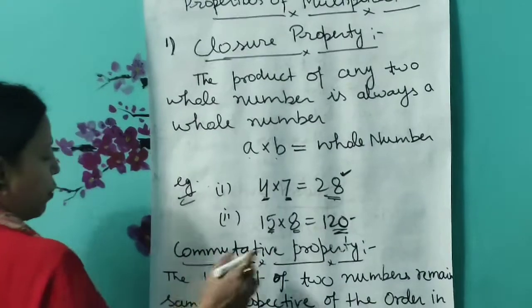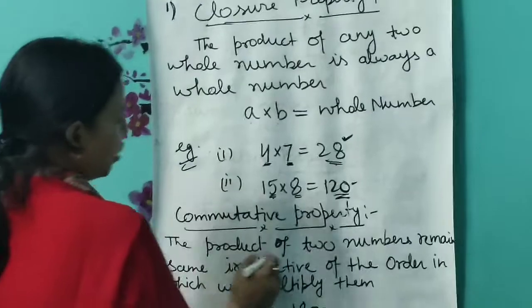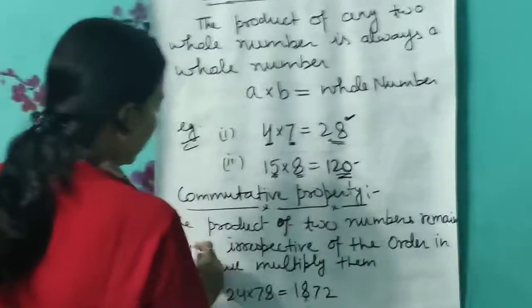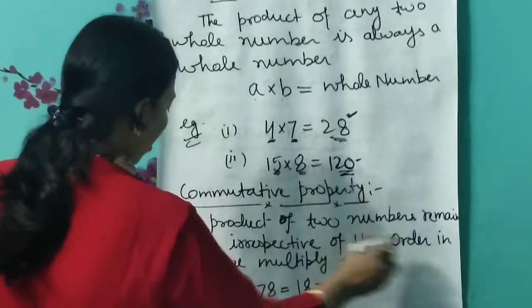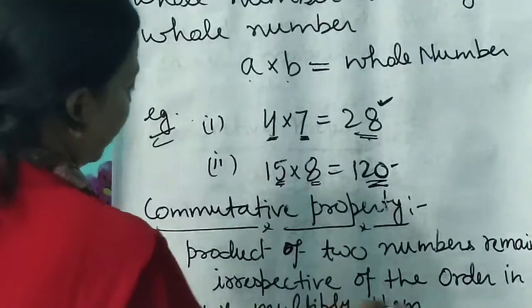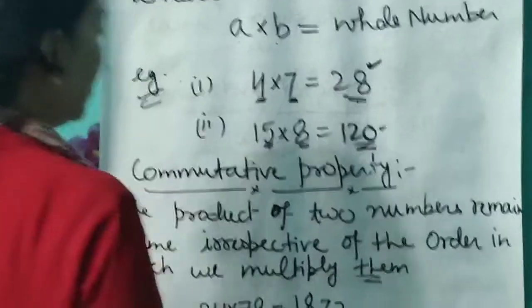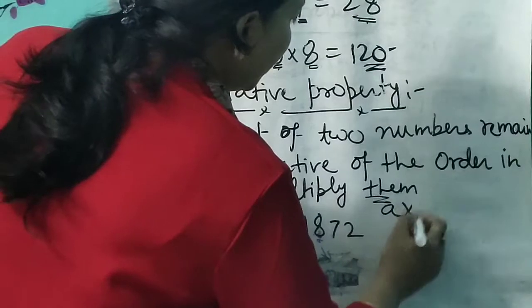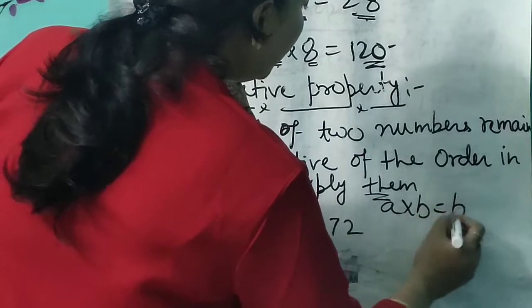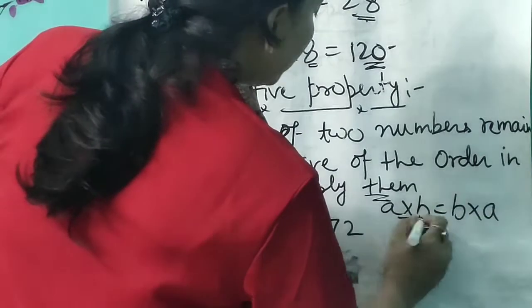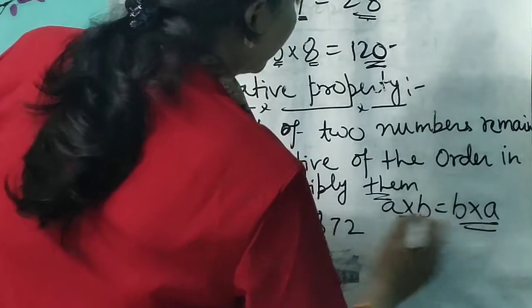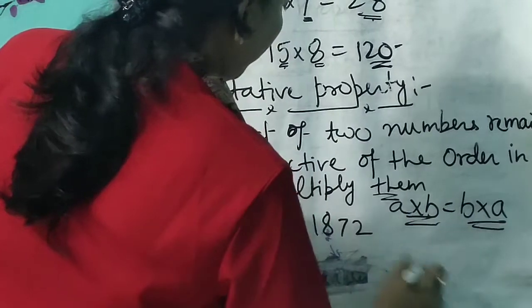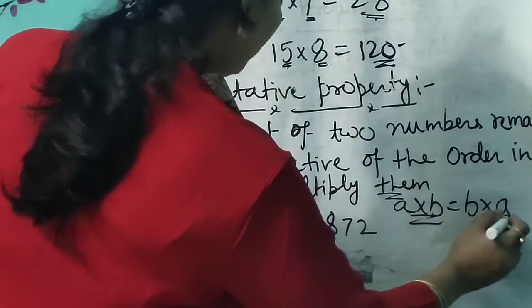Now next is the commutative property. What does the commutative property say? The product of two numbers remains the same irrespective of the order in which we multiply them. It means if you change the order of the multiplication, the result remains the same. A into B is equal to B into A.